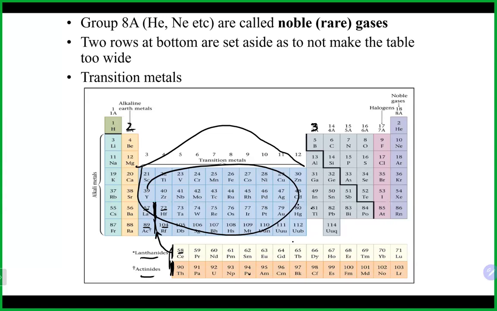That's why these two rows that technically go in here are sometimes called inner transition metals, because that's technically where they should kind of go. But most people refer to them as lanthanide and actinide series. Any questions on the location of those things?